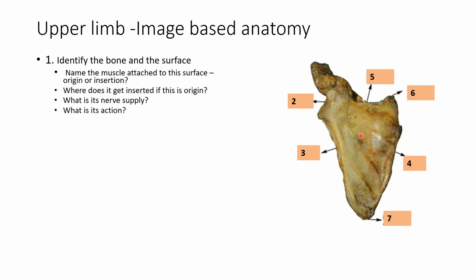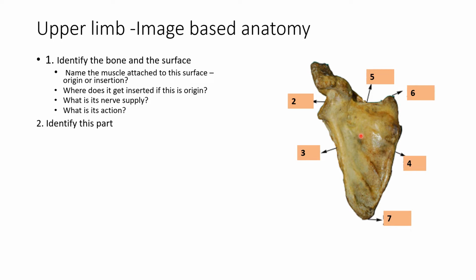Then what is its action? So now you have to think about its action. So where is it getting inserted? It is getting inserted onto the lesser tubercle. And then what will it do? What is its action? So it will be adducting and medially rotating the arm. So that's the simple way to remember about this muscle. Now let us look at the next one.